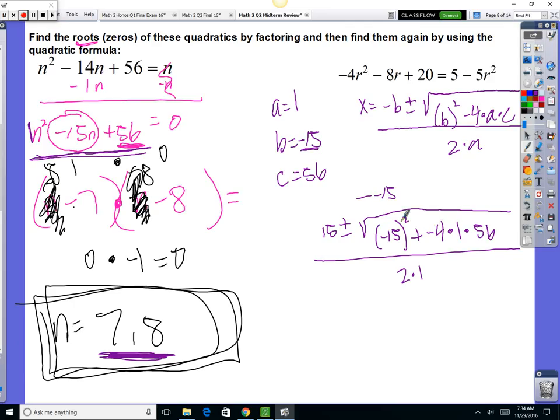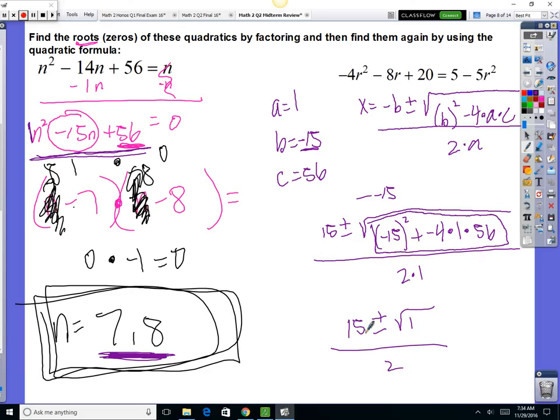Okay, now this, I'm just going to type this underneath the square root. I'm going to type that in on my calculator and clean that up. So I'm going to go negative 15 squared plus a negative 4 times 1 times 56. And that should clean up to give you 15 plus or minus the square root. All of this under the square root cleans up to be 1. Divide that by 2.